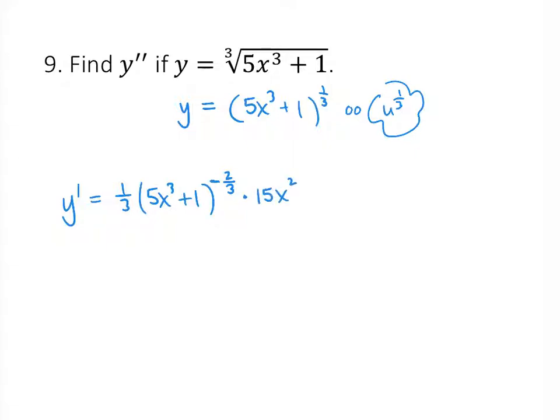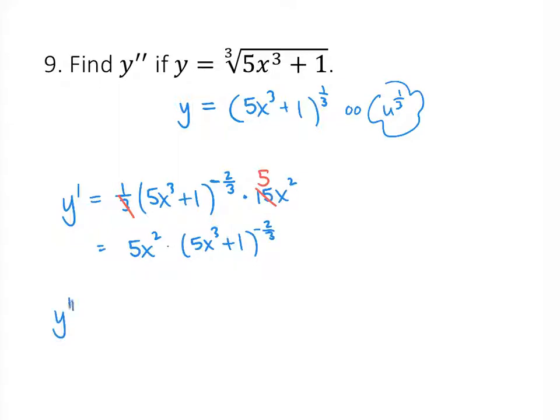Now, if we see any easy simplifications here, we should probably do them, because the simpler our first derivative is going to look, the easier our second derivative is going to be to figure out. And so I can simplify here a little bit. This 1/3 and this 15 is going to give me a 5. And if I rewrite this in the normal form, what we end up with is 5x squared times (5x cubed plus 1) to the minus 2/3.